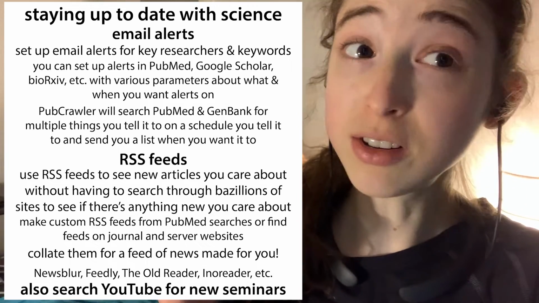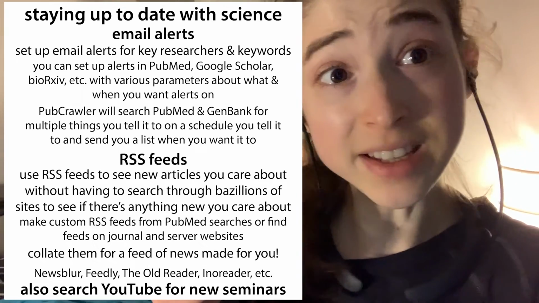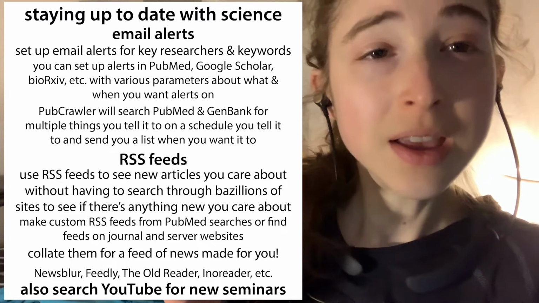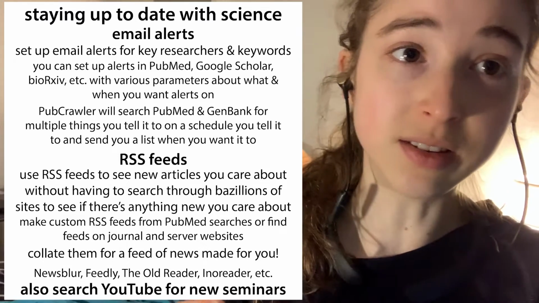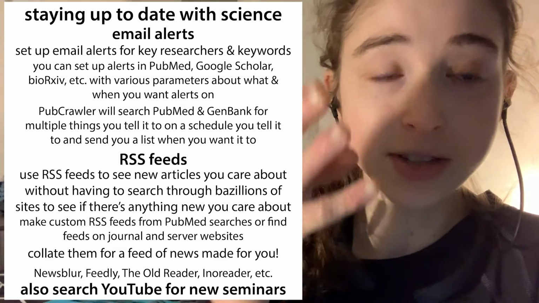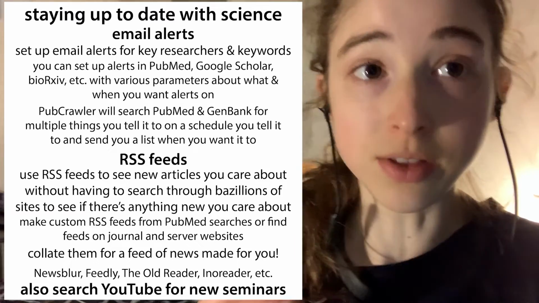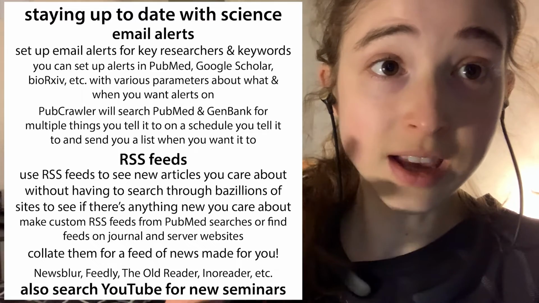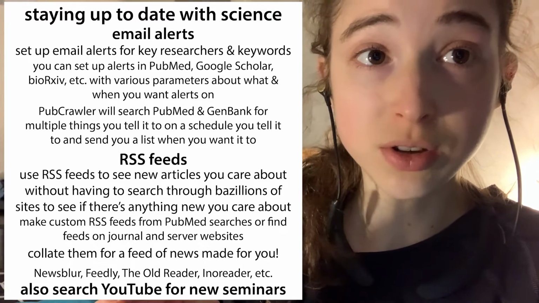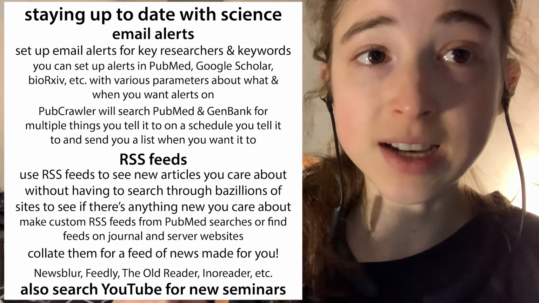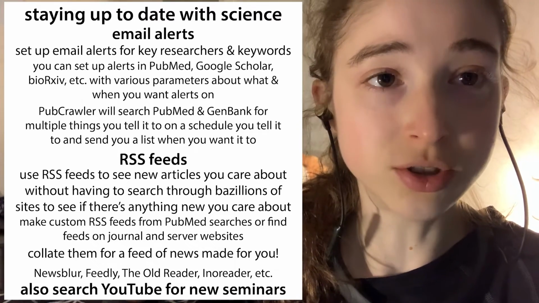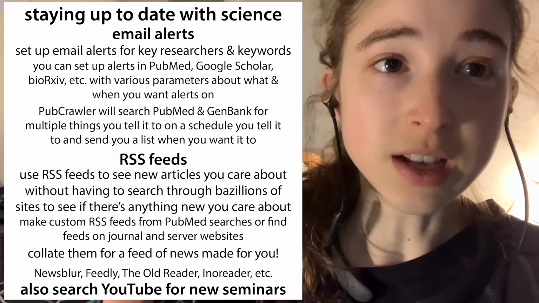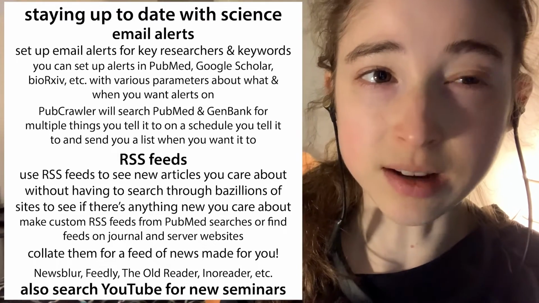Up to date in science, article alerts and RSS might be your key to success. It's really hard to keep up with all of the findings in science, and even in a particular research area, because there's so much coming out all the time. So today I want to talk about some tools that you can use to try to stay up to date. Things like PubCrawler, search alerts with Google Scholar, as well as RSS feeds.